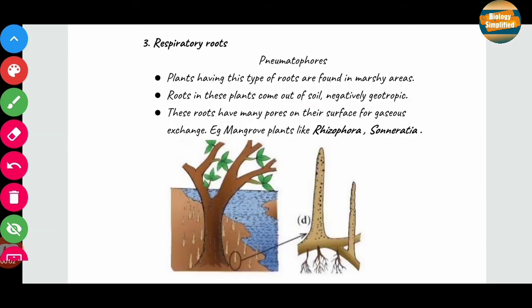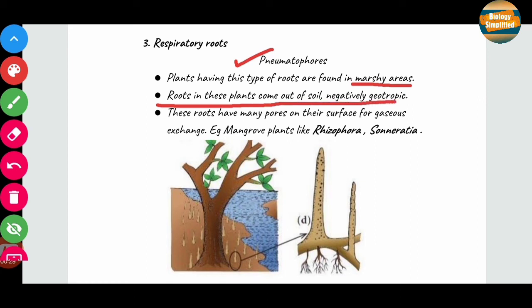So next are the respiratory roots. These roots are also known as pneumatophores. Plants having these types of roots are found in marshy areas. Now what is a marshy area? It is the area where water content is so high. So the roots of these plants cannot breathe in such soil.